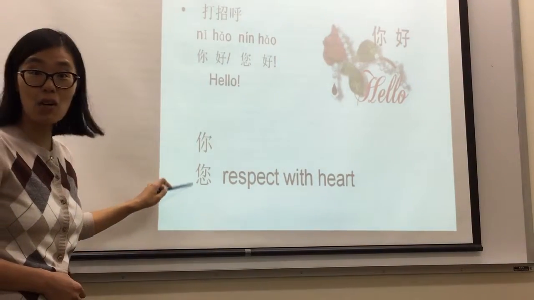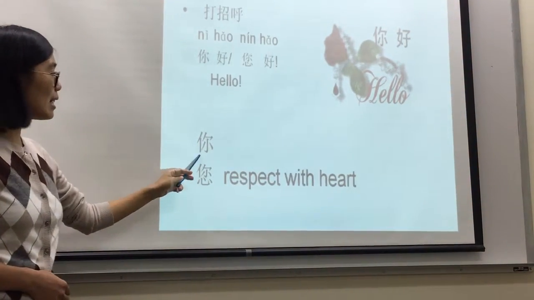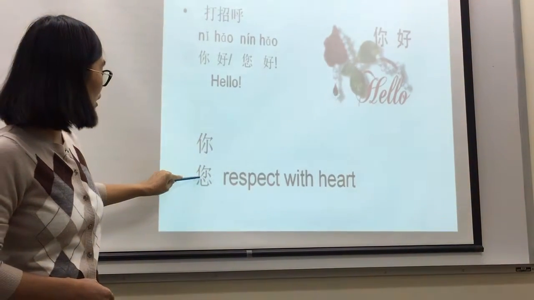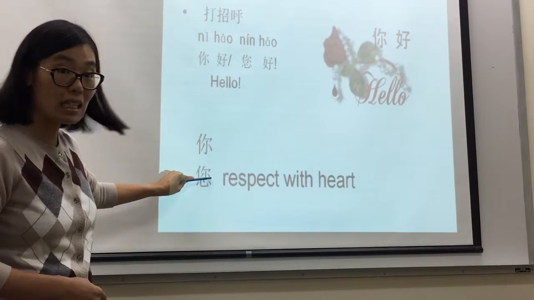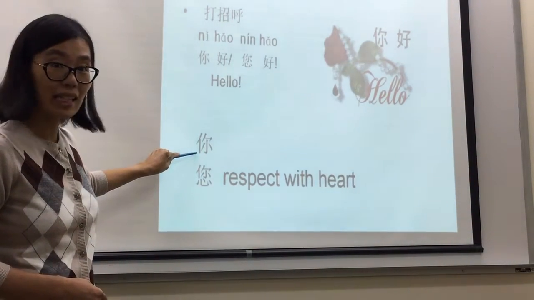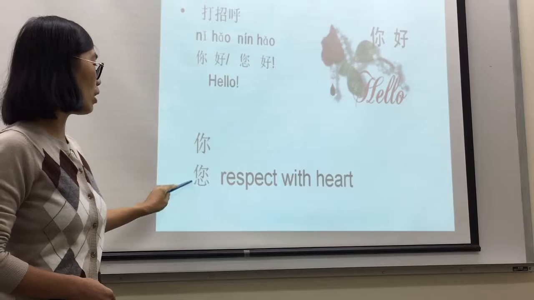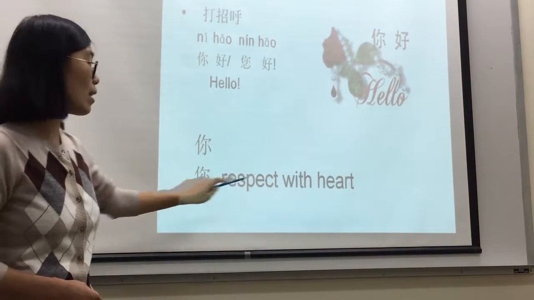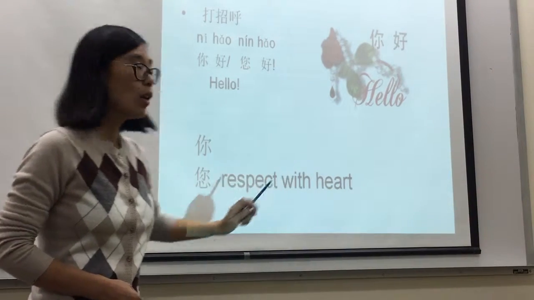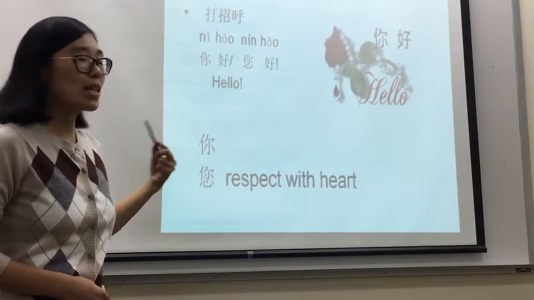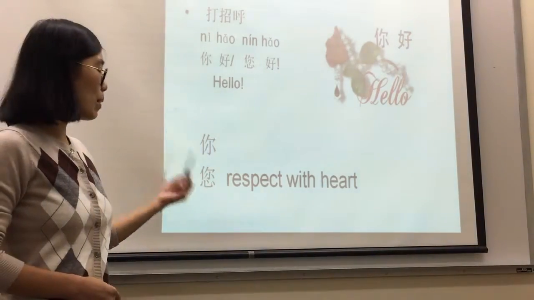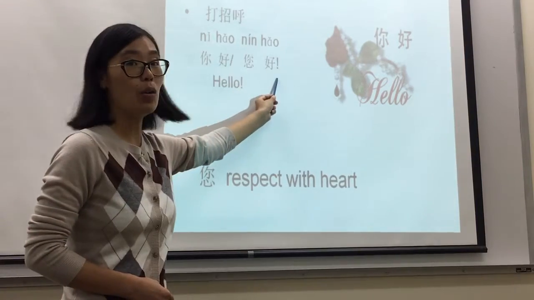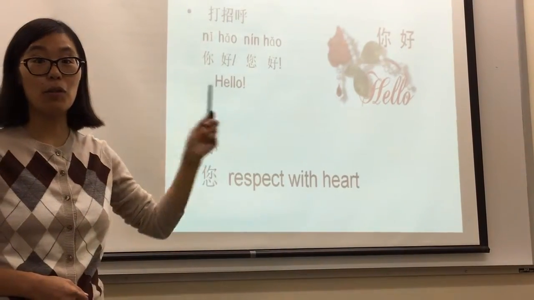Let's look at the Chinese characters. 看一下汉字. This is 你. This is 您. Now, the upper part of 您 is the same with 你. But the lower part, 下半部分, is another Chinese character. It means heart. So when you really want to respect someone and this person deserves your respect, you will say 您好 when you meet him or her for the first time.